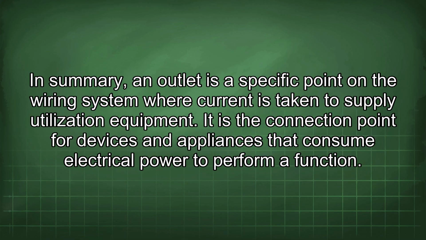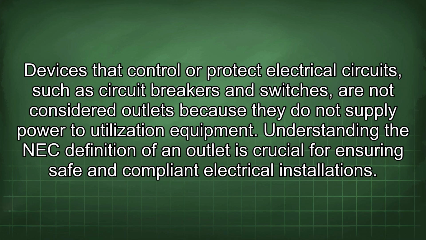In summary, an outlet is a specific point in the wiring system where current is taken to supply utilization equipment. It is the connection point for devices and appliances that consume electrical power to perform a function. Devices that control or protect electrical circuits, such as circuit breakers and switches, are not considered outlets because they do not supply power to utilization equipment.